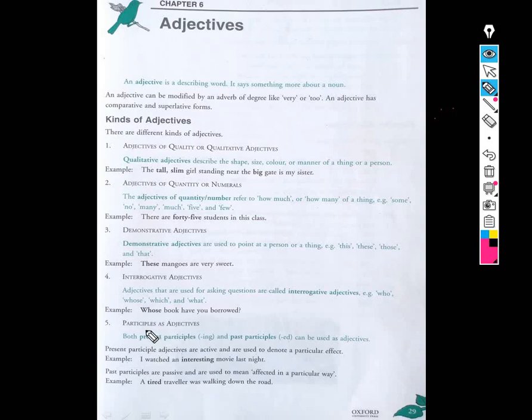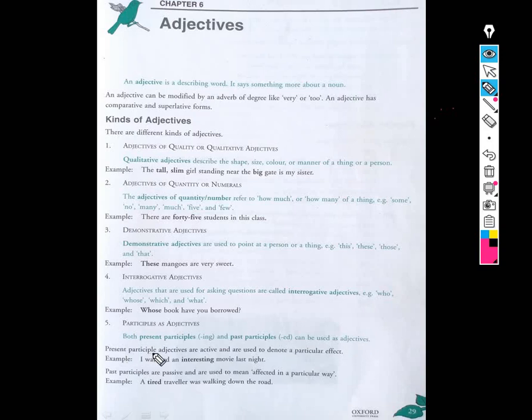And the third form of a verb is called past participle. For example, written, write, wrote, written. Play, played, played. Third form of verb is called past participle. So these are basically forms of verbs, but sometimes these two forms of verbs are also used as adjectives. That is why this kind is called participles as adjectives. Both present participles, ing form, and past participles, ed form, the third form of verb, can be used as adjectives.